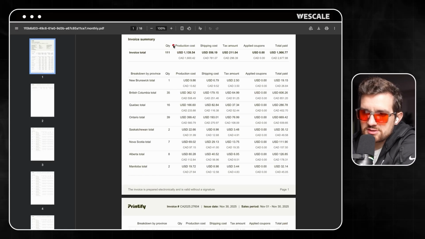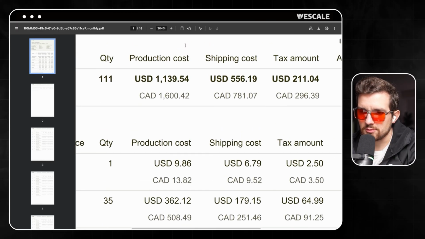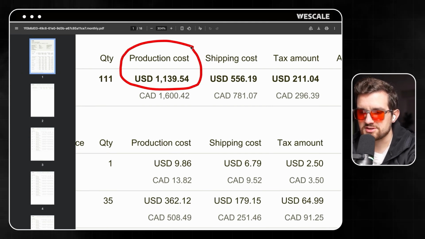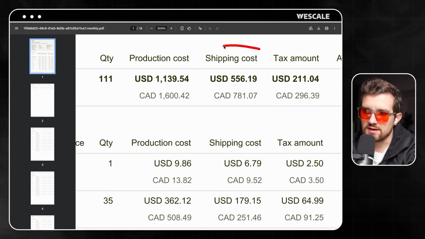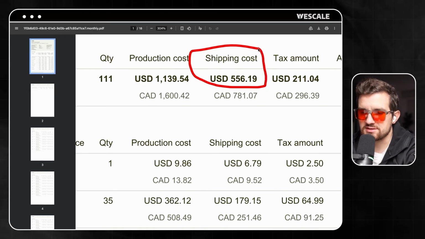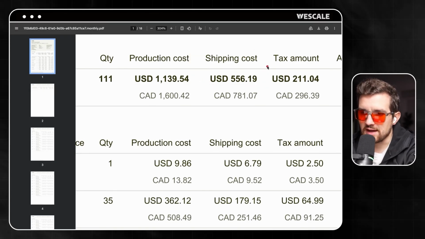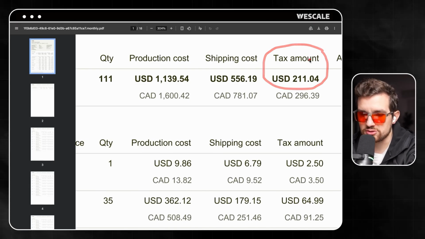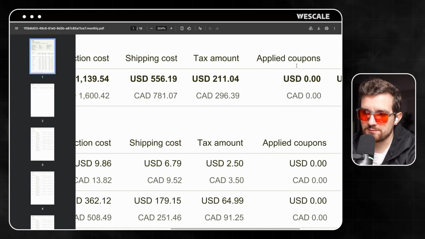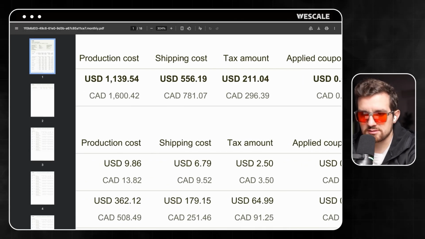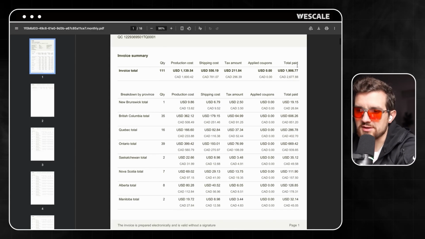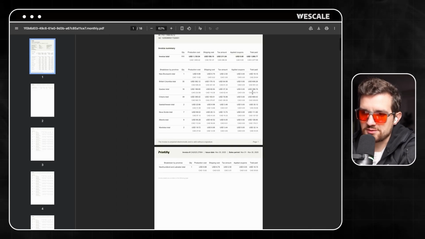But we see it's broken down into a couple of different numbers. So first up, we have the production cost. So this is the cost of the actual t-shirts itself. Then we have the shipping cost. This is the shipping cost that we paid to Printify. And then we have the tax amount, which is the amount that we are paying in taxes to Printify on top of, it's basically taxing for shipping and the production cost, and then the total amount that we paid. So that's how the invoices work.